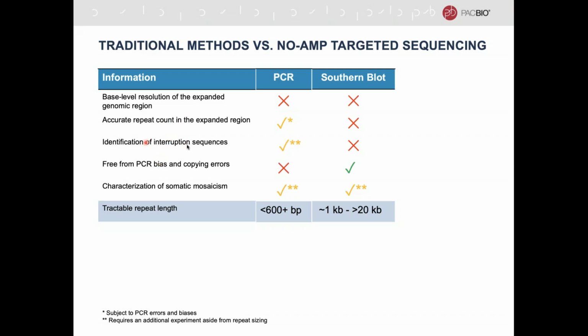Now, if you want to look at interruption sequences or somatic mosaicism, you can. However, both of these would require additional experiments. So all in all, you would need 3 different experiments to achieve that information. And for Southern blot, you won't really be looking at the actual repeat count to the base pair. It's more of an average of where the repeat size lands. And if you want to look at mosaicism, again, you would have to do an additional experiment.